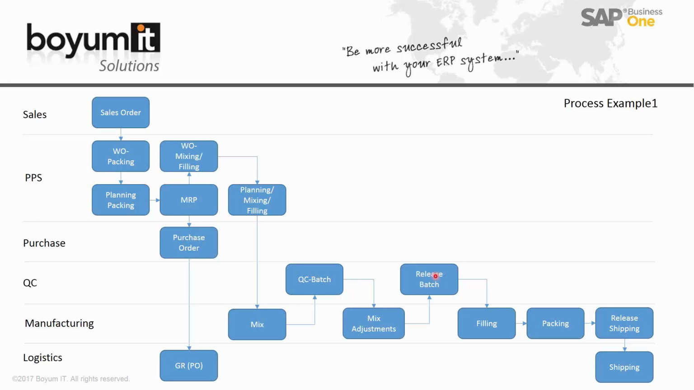And then you have the batch itself, and you use the batch of your mixed product to fill and later to pack and release for shipping, and then the shipping. So this can be the process for our process example one here at the end. And of course, you can use these slides. It's quite a good slide to use to discuss on this level with your customer the requirements and the possible process.